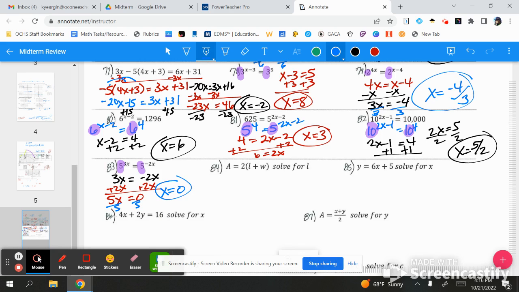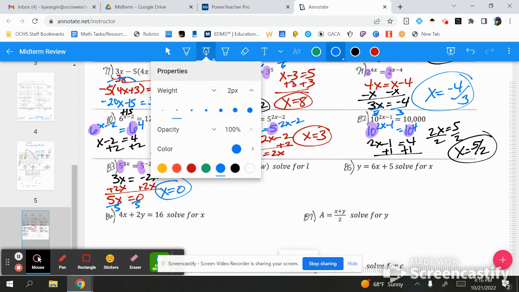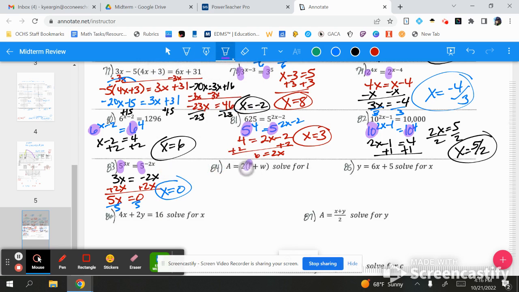For 84, we're going to solve these literal equations. We can see that we're going to solve for L. So the first step that we want to do is divide each side by 2. So I'm left with A over 2 is equal to L plus W. I then want to subtract W from each side, which leaves me with A over 2 minus W equals L.